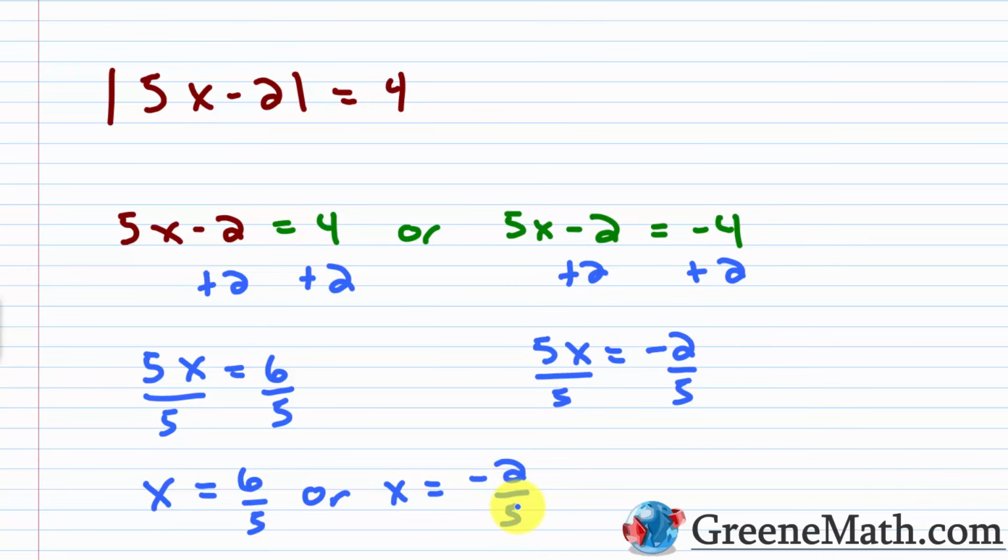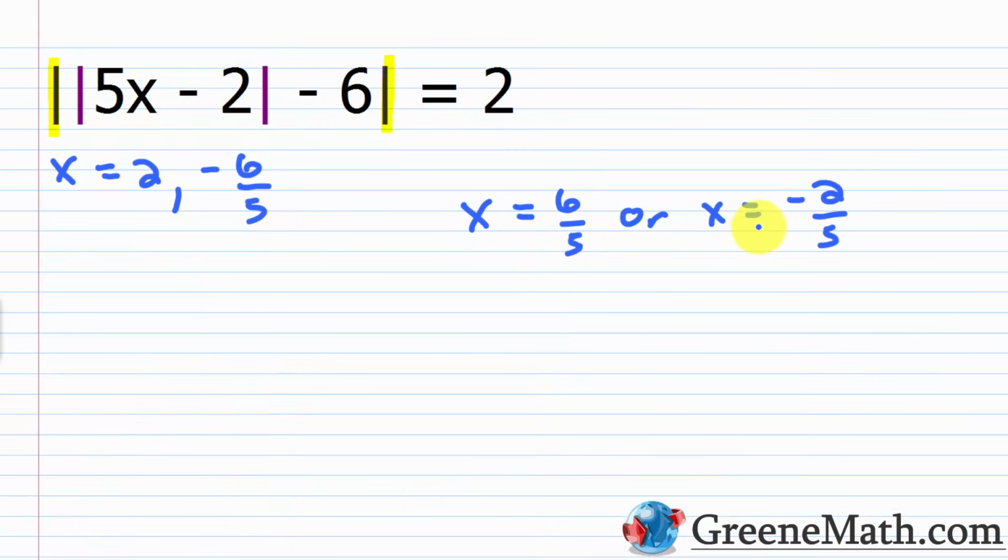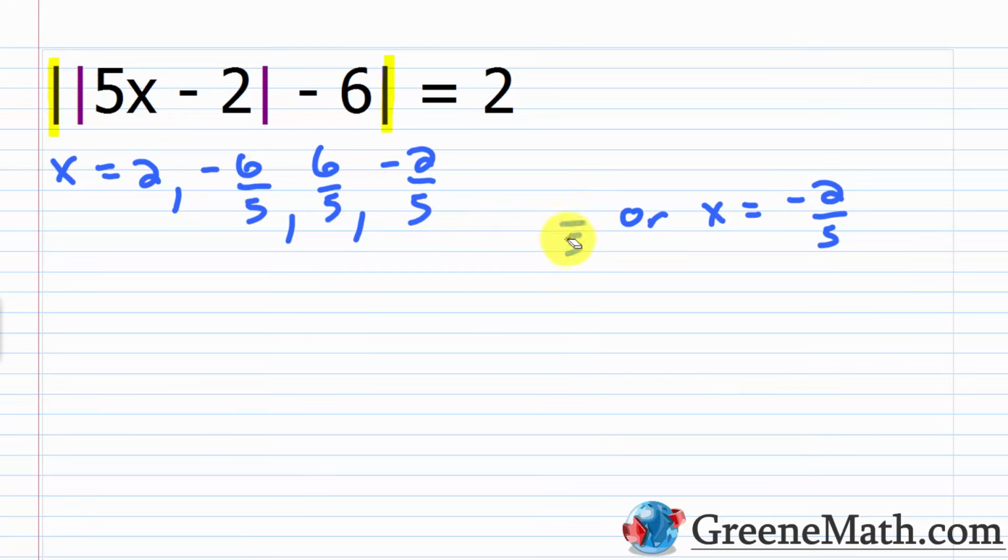Okay, so we're going to have a total of 4 solutions. Let me copy this, and I'll erase everything. Okay, so we have 6/5 and negative 2/5. So let me put comma 6/5 and comma negative 2/5. Okay, so those are our 4 solutions. I'm not going to check them in the interest of time, but you can plug each one in for x, and you see that you get a true statement in every case, right? So x is 2, negative 6/5, 6/5, or negative 2/5.